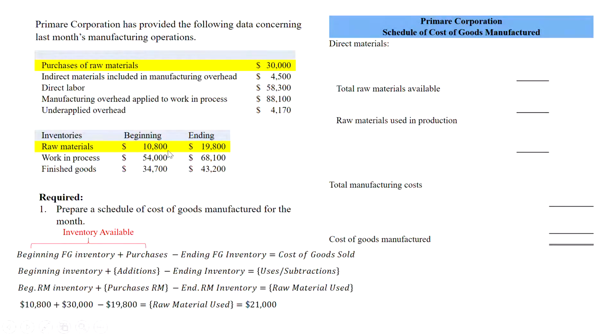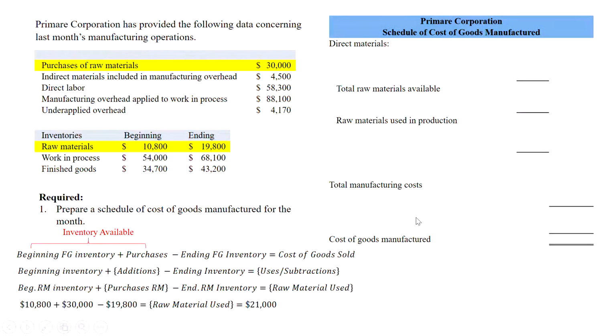Beginning raw material inventory is 10,800. Add in the purchases of raw material, that's my addition of 30,000. Subtract out my ending raw material inventory of 19,800. That gives me the raw materials that I used or added into the manufacturing process of $21,000. Now, that's great. We got the number that we ultimately wanted over here for the cost of goods manufactured schedule, but they also want a more formal presentation of it versus what I just more casually listed over here.